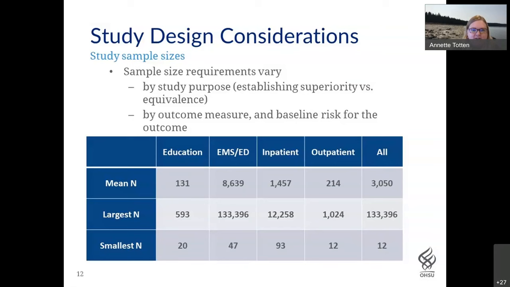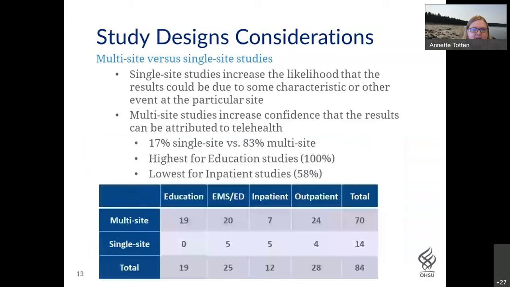But most studies are on the smaller side, so we wanted to give you a range and give you an idea. The largest group of studies in this literature were between 100 and 500 participants. So that's sort of in the moderate size, and that's encouraging as well. If you'd go to the next slide.